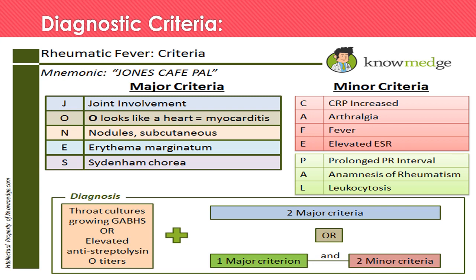The major criteria include migratory polyarthritis, that is joint involvement; carditis, in which myocarditis is the most common cause of death in acute rheumatic fever; subcutaneous nodules on skin; and skin rash like erythema marginatum; and Sydenham chorea. The minor criteria include fever, arthralgias, elevated ESR and CRP levels, first degree AV block, that is prolonged PR interval on ECG, and leukocytosis.